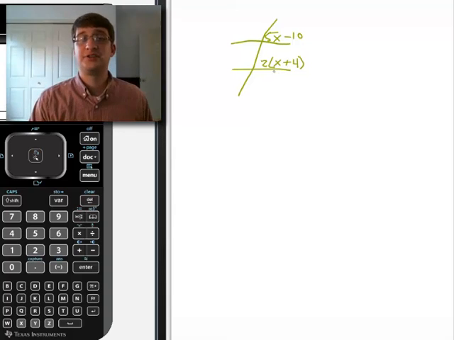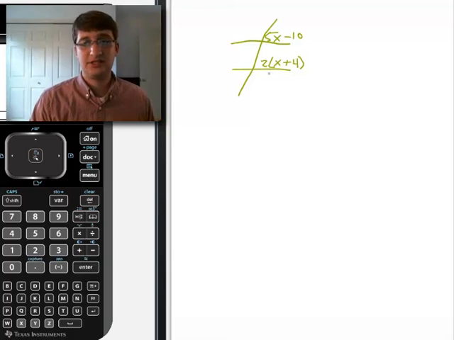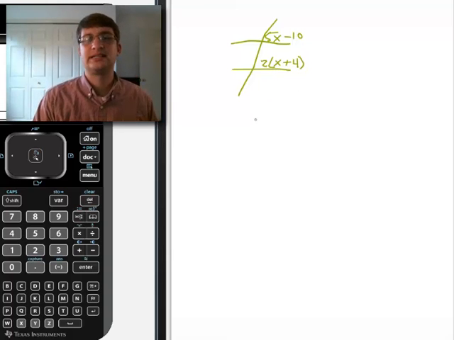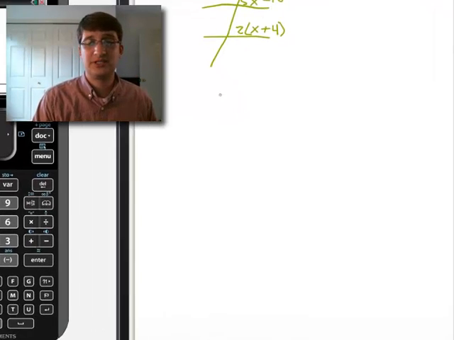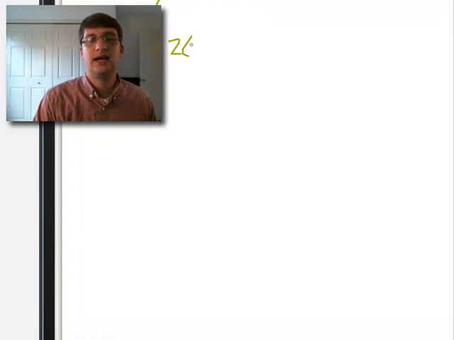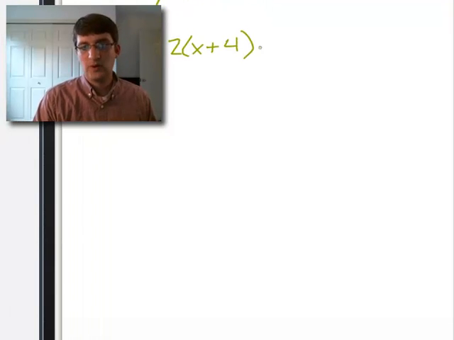In order to solve for x, you have to understand which of these angle relationships we're dealing with. We are dealing with corresponding angles. Corresponding angles are equal to each other, so we're going to set these two expressions equal to each other to solve for x. So we got 2 times x plus 4 equals 5x minus 10.